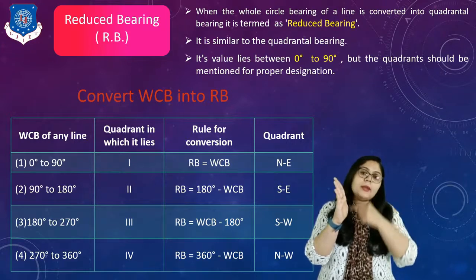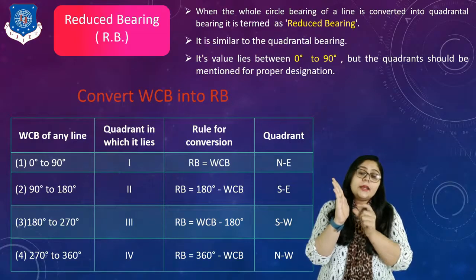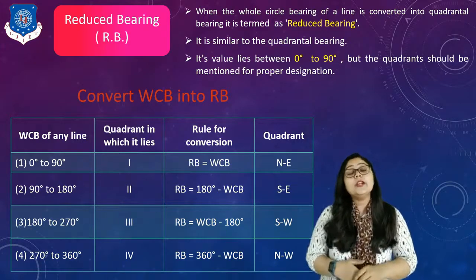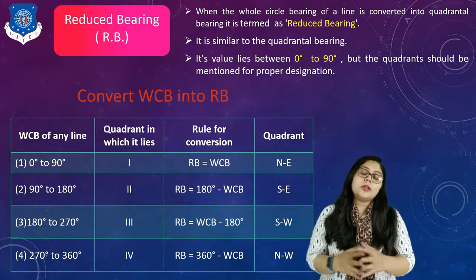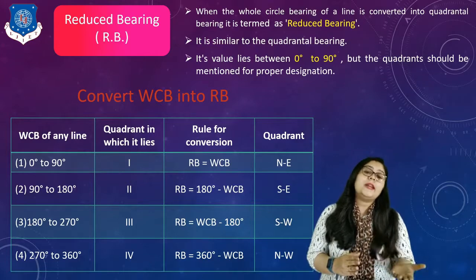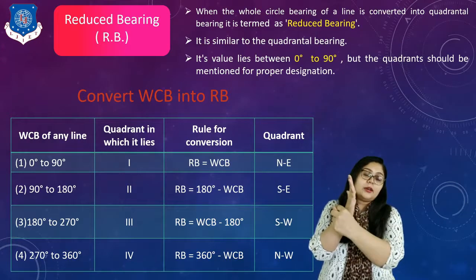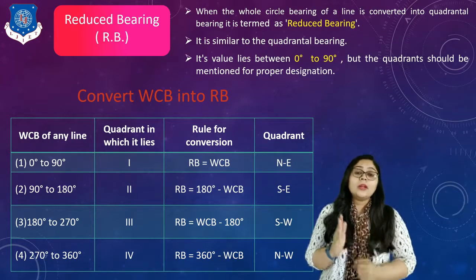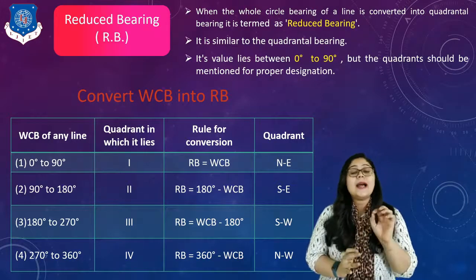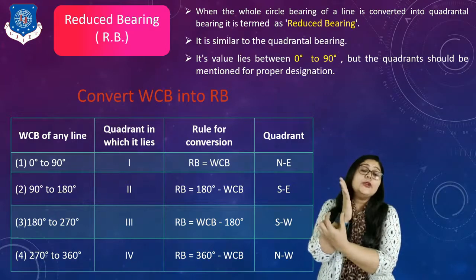It means the half portion makes 180. If I want to calculate the reduced bearing, I simply have to subtract my whole circle bearing from 180. So the equation is reduced bearing is equal to 180 degree minus WCB. Next, for the third quadrant, the equation is reduced bearing is equal to WCB minus 180, because for the third quadrant with respect to north we go in such a way from here, right? But for quadrantal bearing, we are simply going from south to our survey line. So I have to subtract 180 from my whole circle bearing to get my reduced bearing, right?